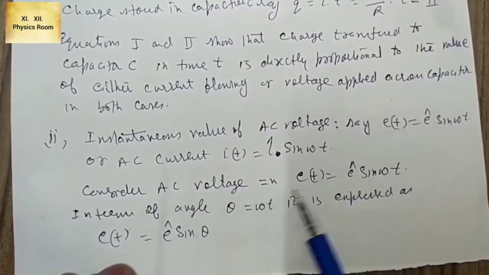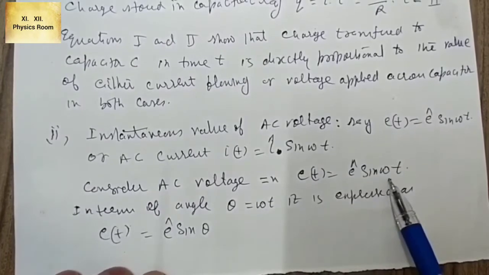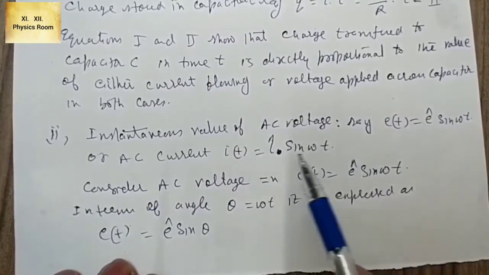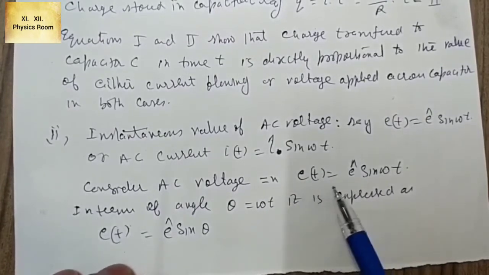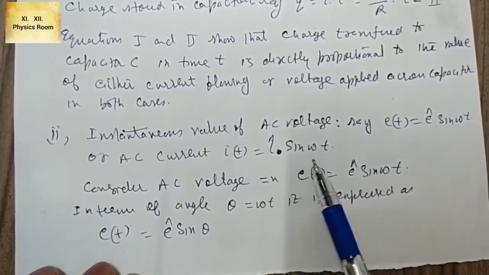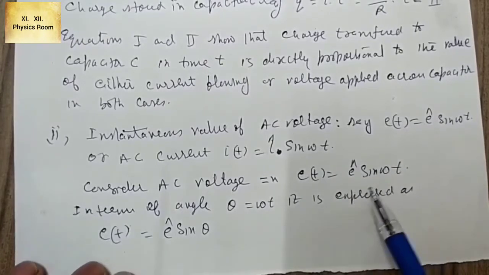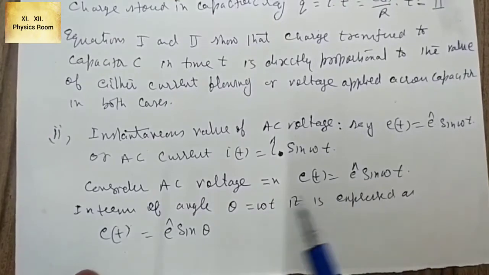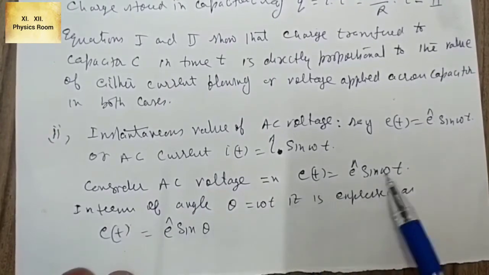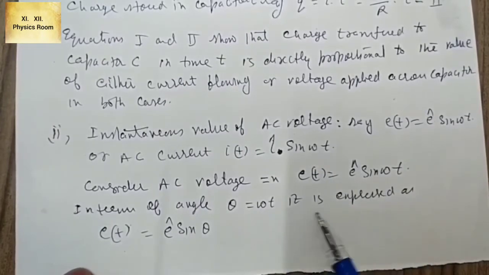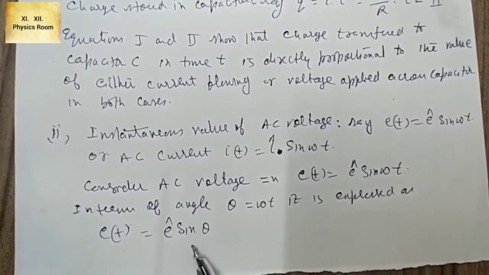Now consider the AC voltage equation, E(t) is equal to E max sine omega t. You can take up the current equation also. You can start with the current equation also, but here I am taking the voltage equation. With the current equation you can practice to derive the formula. The result would be the same. Now in terms of angle theta, because theta is equal to omega t, we write theta instead of omega t. It is expressed as E(t) is equal to E max sine theta.